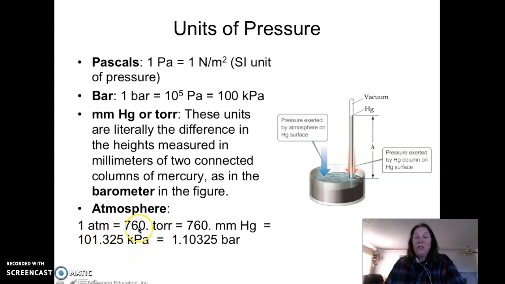If I want to change millimeters of mercury to atmospheres, I'd start with whatever I have in millimeters of mercury. I know that 1 atmosphere is 760. I would divide and then I'd have my answer. So you can easily convert from one unit of pressure to the other.